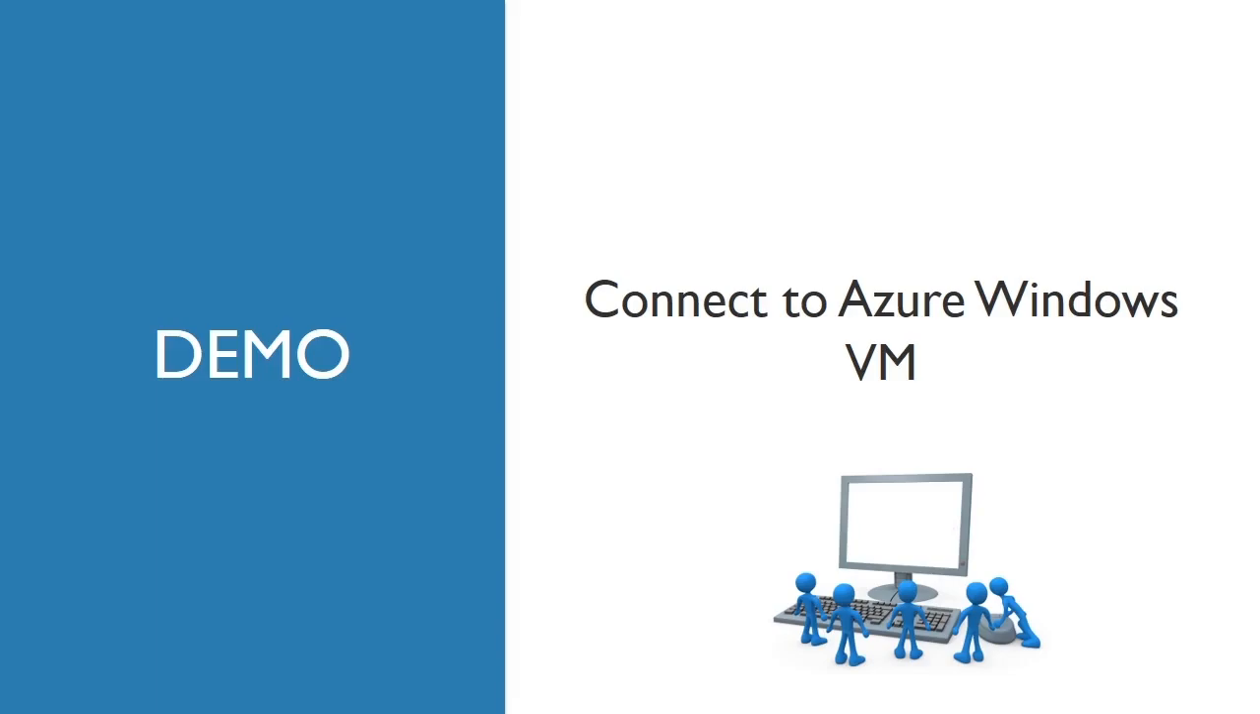With our virtual machine now deployed, it's now time for us to connect to the virtual machine itself, and there are multiple ways that we can do that. First of all, let's go over to the Azure portal and create an RDP session to the virtual machine.